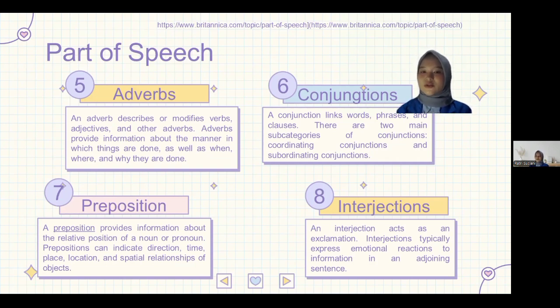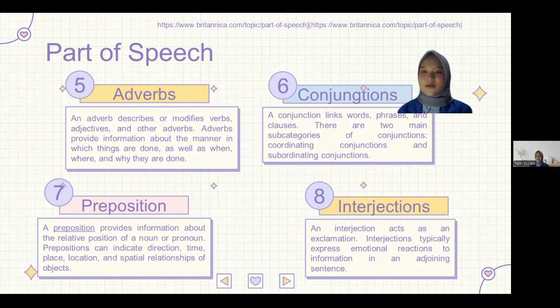Number 6 is conjunction. Conjunctions link words, phrases, and clauses. There are 2 main subcategories of conjunction: coordinating conjunctions and subordinating conjunctions. Number 7 is preposition. A preposition provides information about the relative position of a noun or pronoun. Prepositions can indicate direction, time, place, location, and spatial relationship of objects.